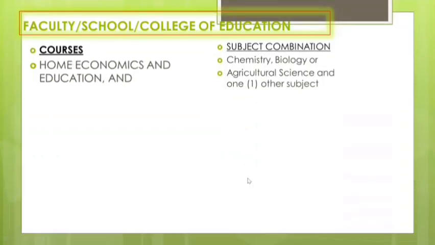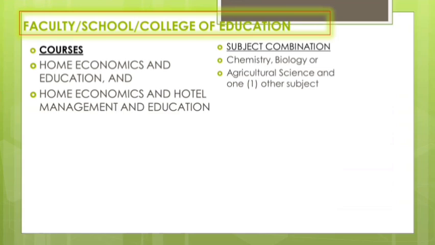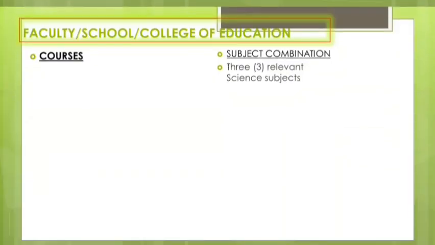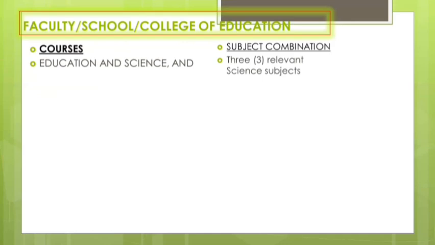For candidates applying for home economics and education and home economics and hotel management and education, you are to sit for chemistry, biology, or agricultural science and one other subject. Are you a candidate applying for education and science education?